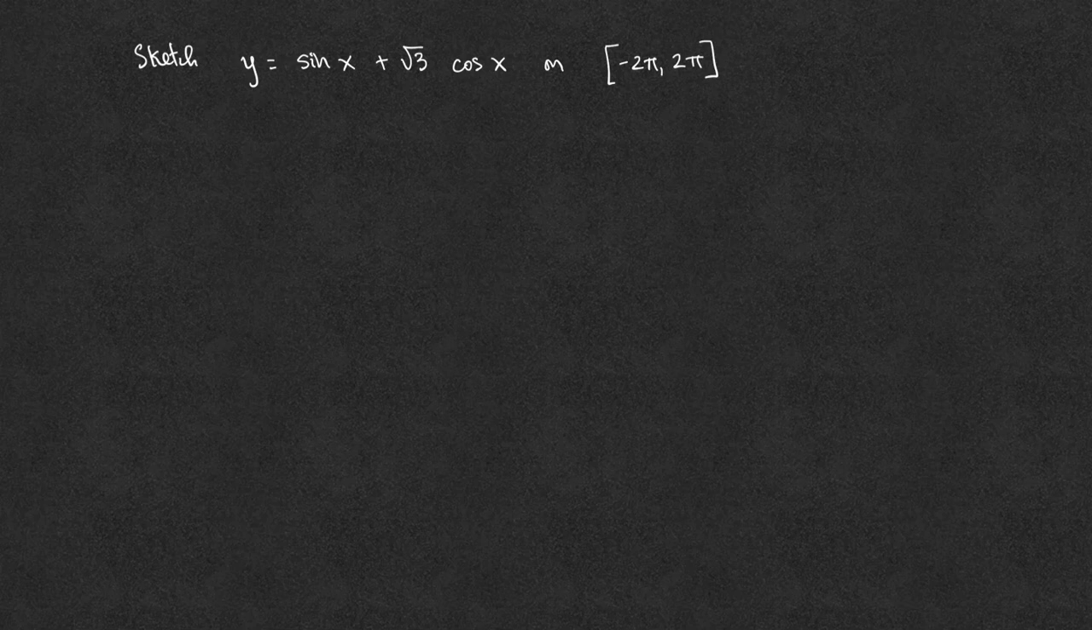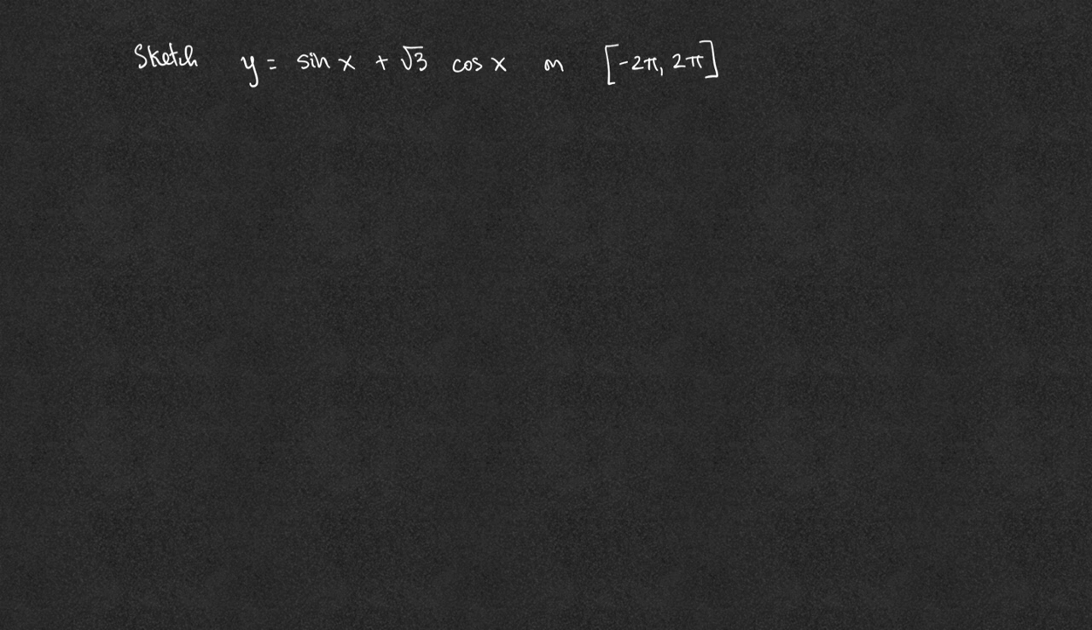Sketch the graph of y equals sine of x plus the square root of 3 cosine of x on the interval negative 2 pi to 2 pi. To sketch the graph of the function f of x equals y equals sine of x plus the square root of 3 cosine of x, we would need to gather all the information about the first derivative, the second derivative, as well as the given function f of x.